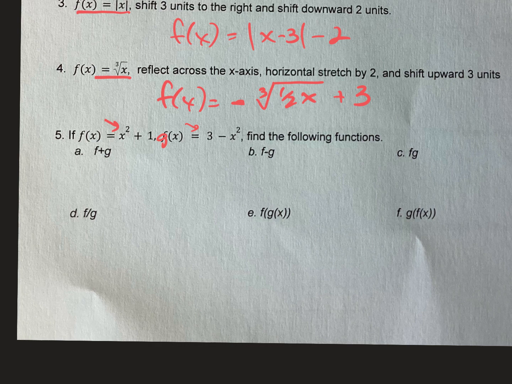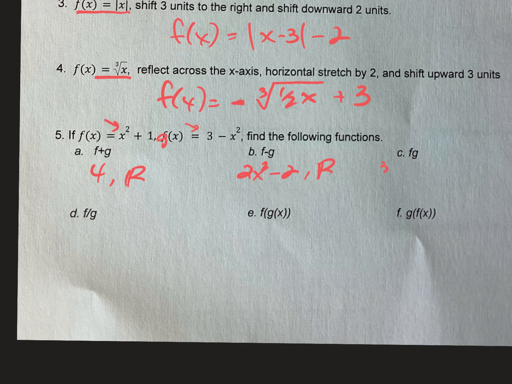So f plus g, I'm just going to add those together. When I add f and g together, I'm not showing the work, but the x squared would cancel and it would leave me 1 plus 3, which is 4. And the domain for that is all reals. Part B, I'm going to subtract this time. X squared minus negative x squared is 2x squared. 1 minus 3 is negative 2. Also all reals.